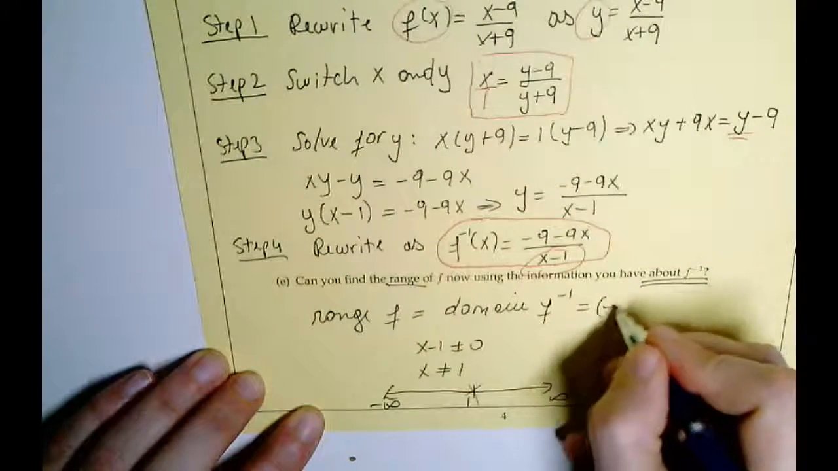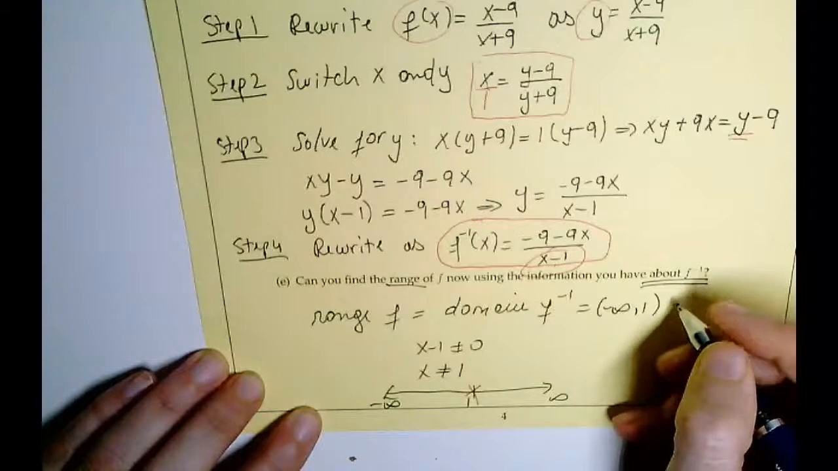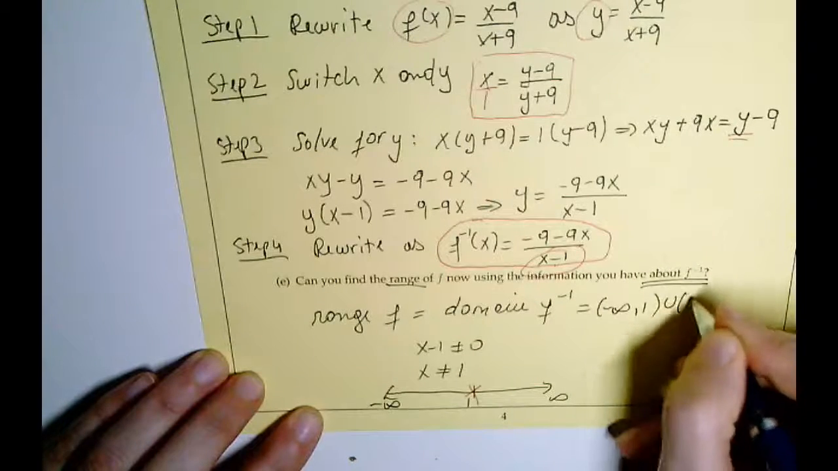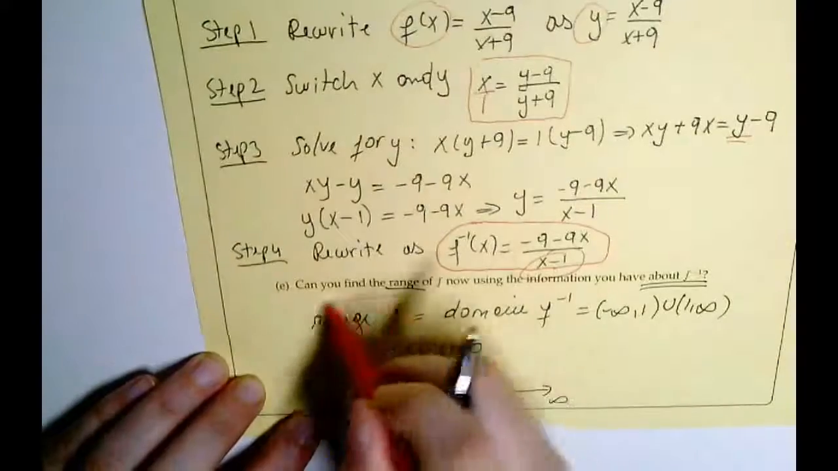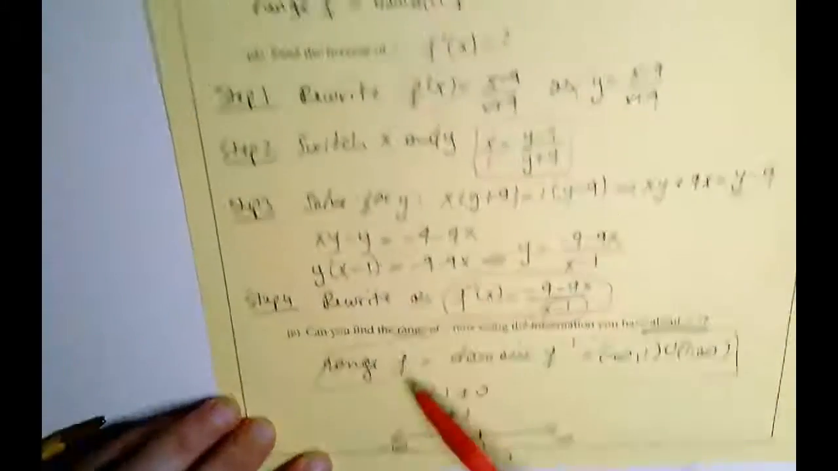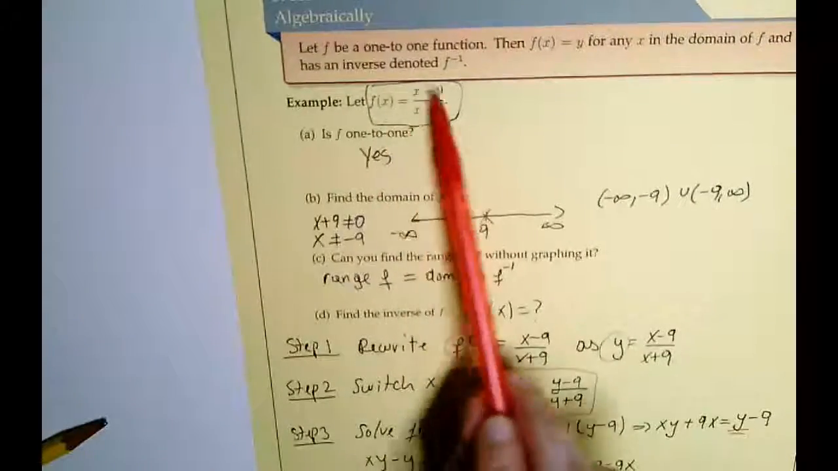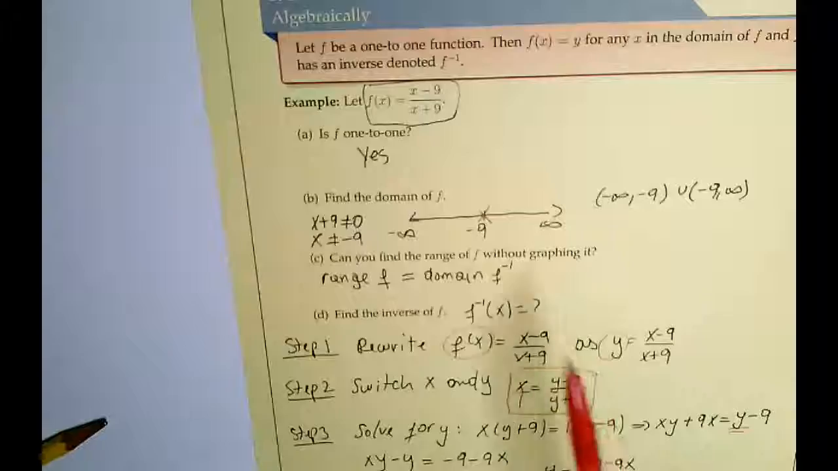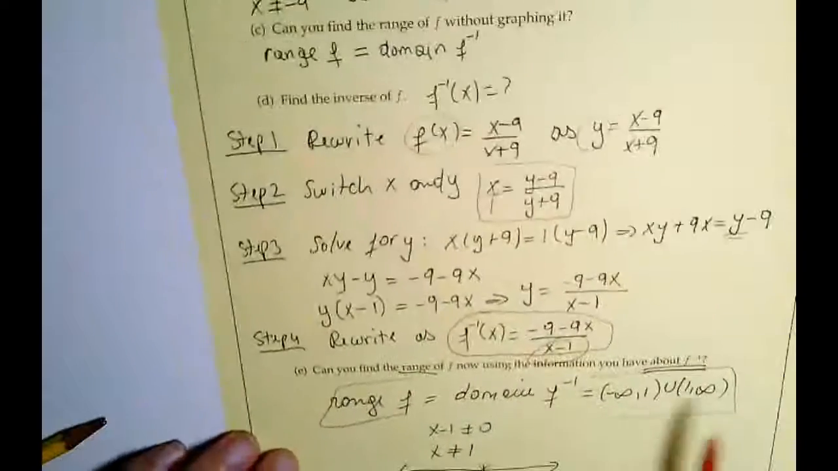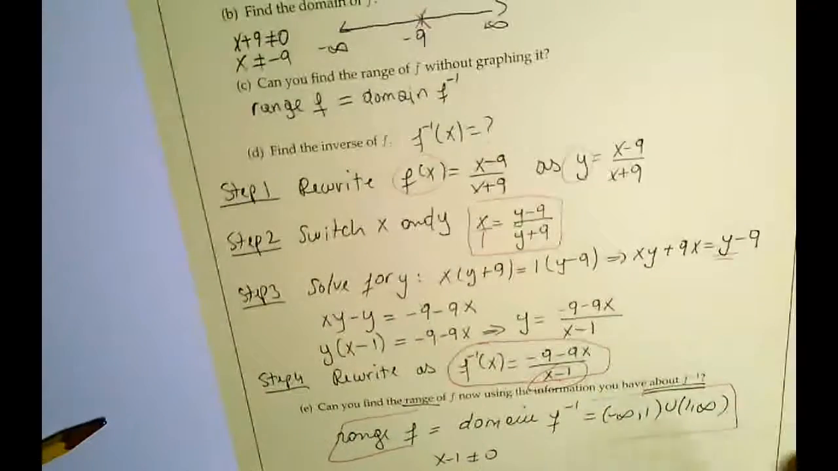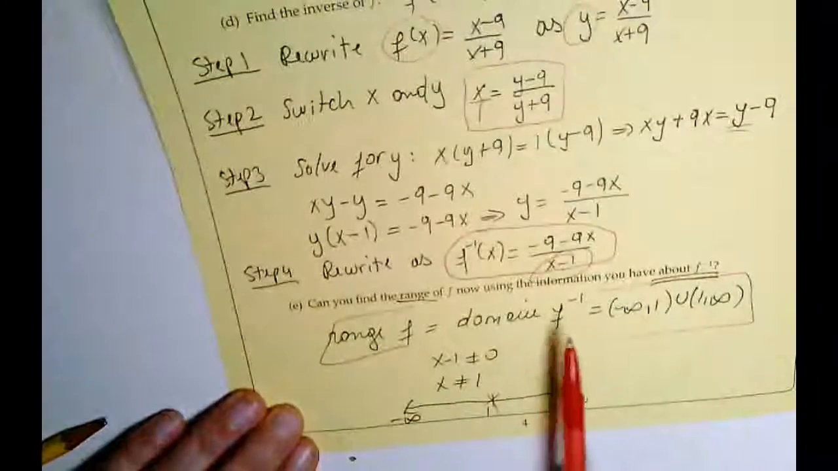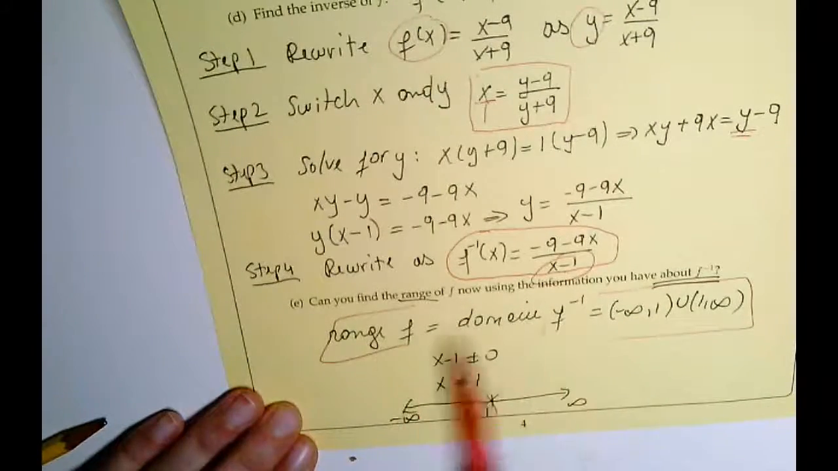So it's negative infinity to 1, union 1 to infinity. So you see, I couldn't find the range of f just from looking at this without graphing it to see what are the y's. But if I find the inverse, you know how to find domains easily. So if I find the inverse, the domain of the inverse is going to be the range of f. Okay, so this is how to find inverses algebraically.